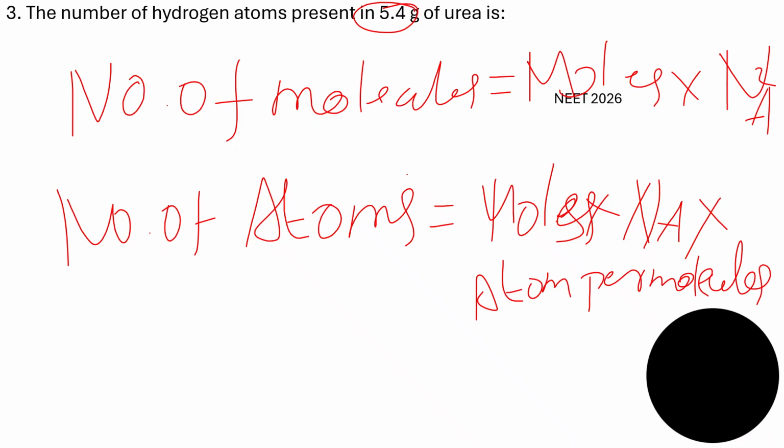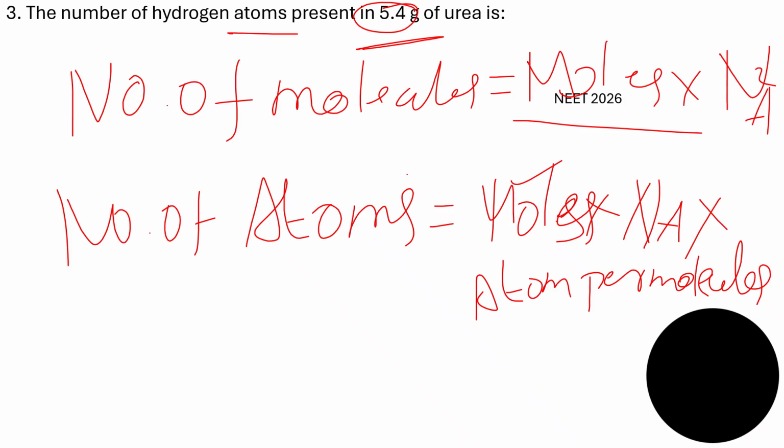This is the rule to find the number of moles in a particular amount of a chemical substance, not in a mole. If it is in moles, there is no problem, but they have given it in grams. To find the number of moles in a particular mass of a chemical substance, this is the formula. We need to find the number of moles and multiply it by Avogadro's number. But they are asking for the number of atoms.